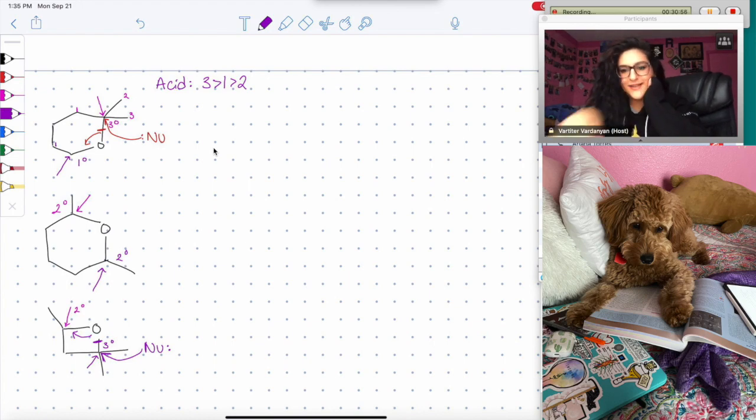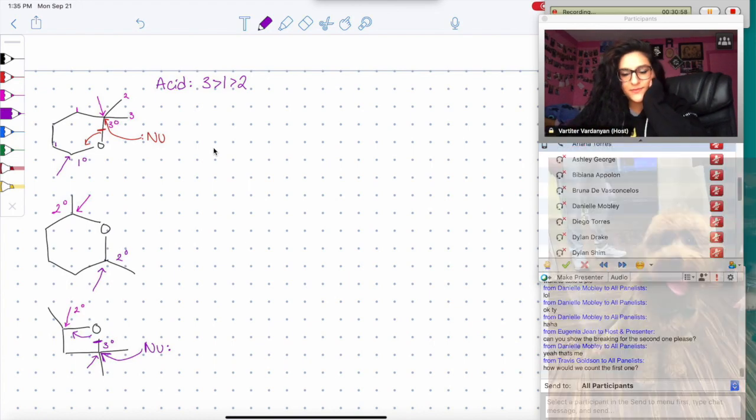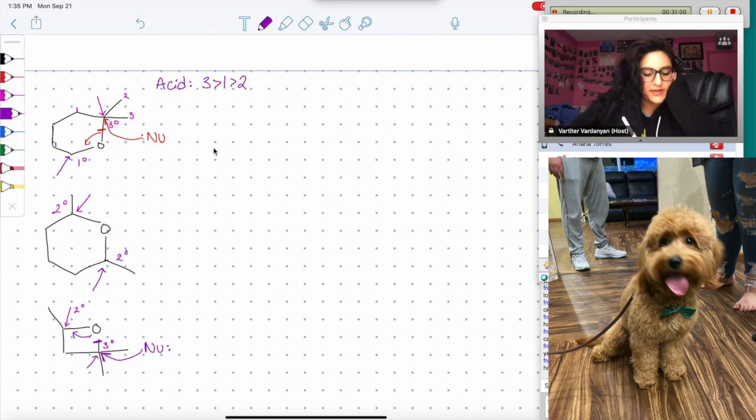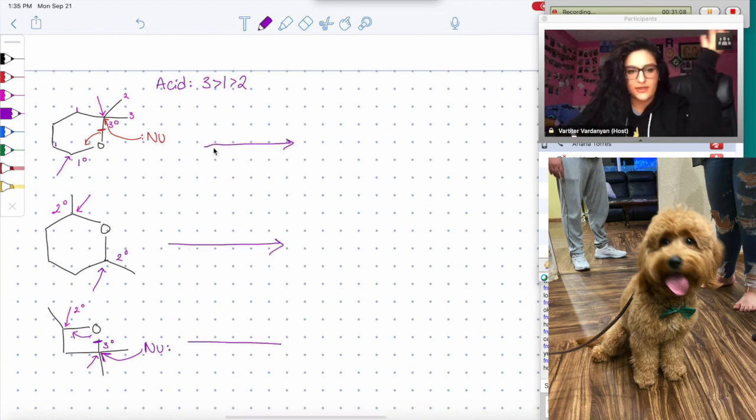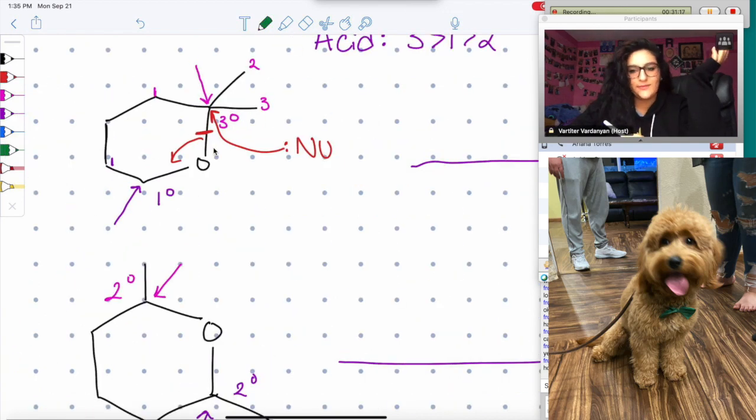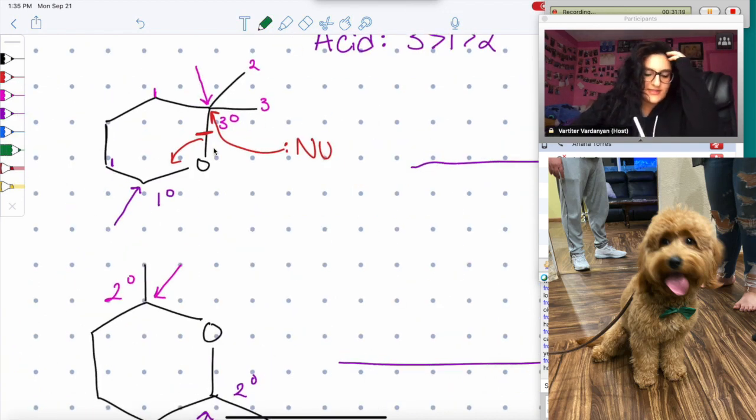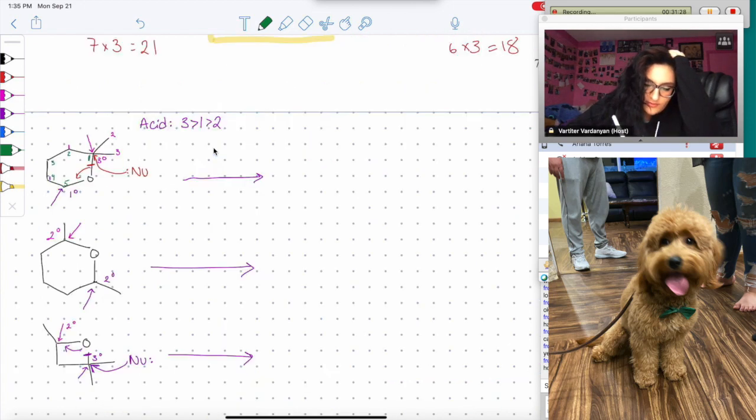And someone asked me, you know what, let me just draw the final products for this just to show you guys because a couple people asked me that. I'm not going to give you a specific nucleophile. I'll just write NU for nucleophile. So for number 1, I'm going to number using green. Just because I can, I'm going to start numbering here because that's where the nucleophile attacked. So 1, 2, 3, 4, 5. So I'm going to start with a base of 5 carbons.